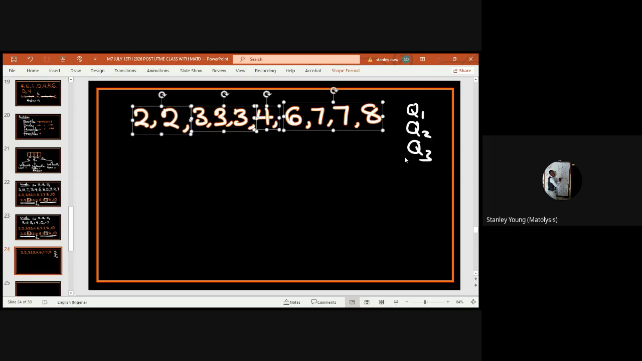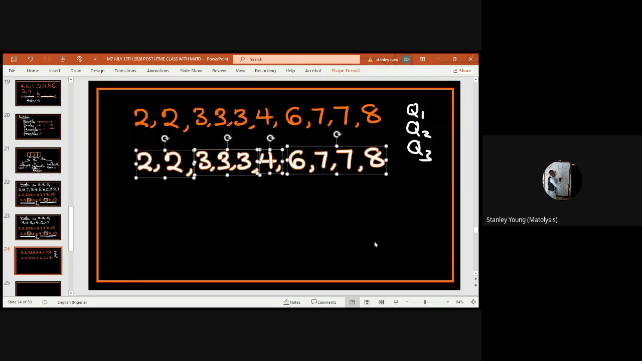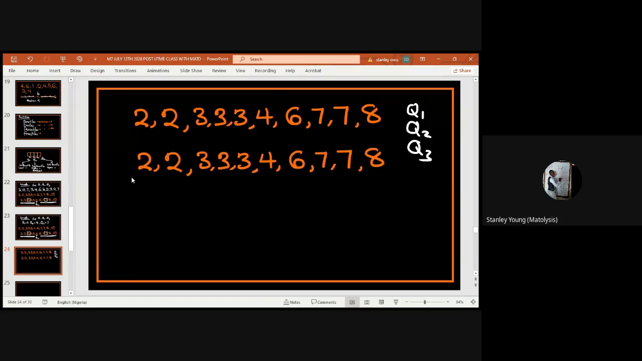That's because if we try to do some cancellation from the left, let's cancel 4 here, you realize that I'll be left with 3 and 4 at the middle. So in this case, the median is going to be right in between 3 and 4. Let's call that Q2.